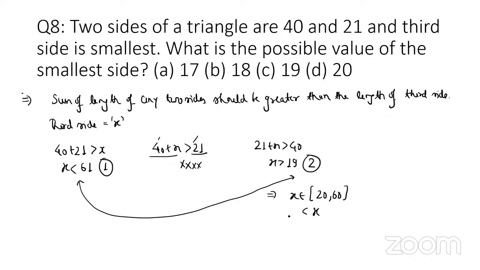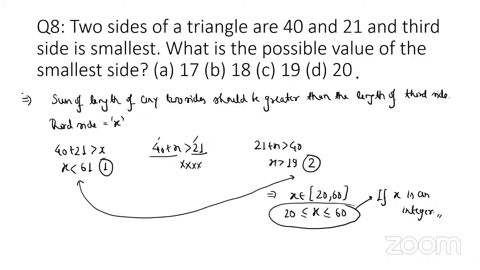That means the minimum value of x is 20 and the maximum value of x is 60, if x is an integer. I'm considering that x is an integer, right, everyone? Even if x is not an integer, we can say the best option is 20 because 17, 18, 19 are not satisfying inequality number 2. The first, second, and third options are not satisfying inequality number 2. So anyway, the answer is option D, right?